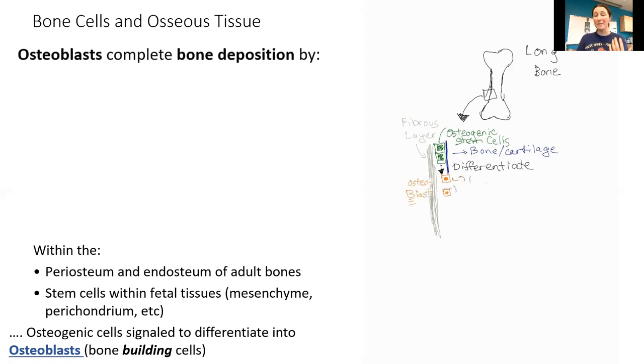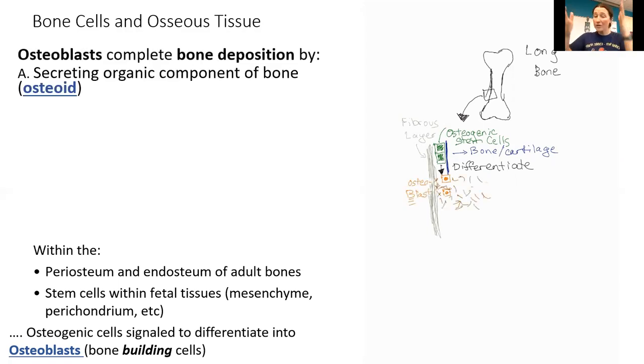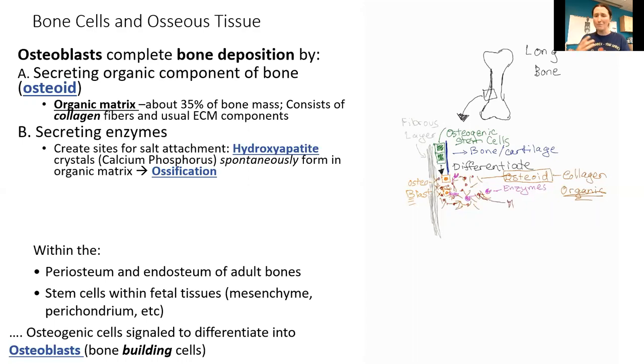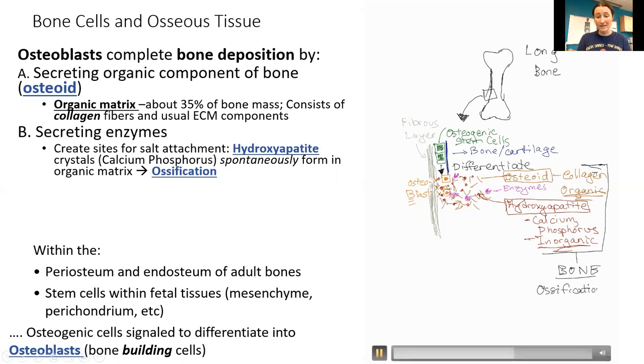So what does that mean? It means that they are literally depositing bone onto the surface of the long bone in this case. How do they do that? Well, they secrete osteoid. Osteoid is the organic matrix, the organic component of our bone. They also secrete enzymes. Now, these enzymes are actually going to carve out little sites within the mostly collagen organic matrix for the attachment of hydroxyapatite. And so hydroxyapatite is essentially calcium and phosphorus salts that are going to spontaneously form or crystallize on these sites within the bone or within the osteoid.